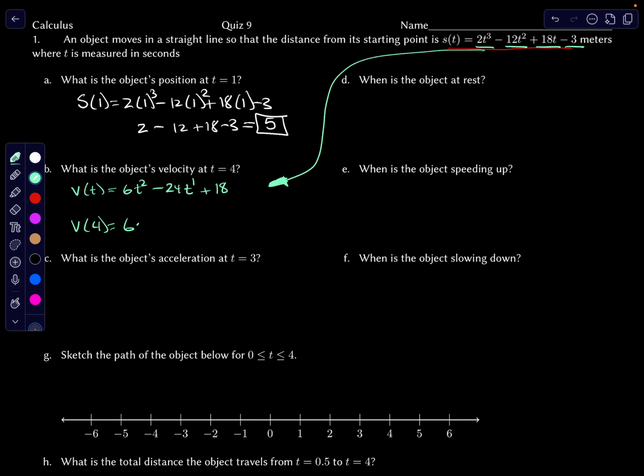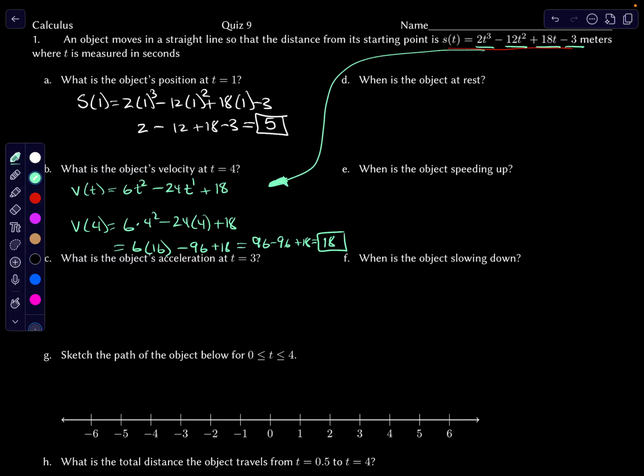So 6 times 4 squared minus 24 times 4 plus 18. Let's see if I can do this. 6 times 16. 24 times 4 is 96. Okay, 6 times 16. Is that 96 as well? It is. So 96 minus 96 plus 18, which is 18. That's the velocity at t equals 4.